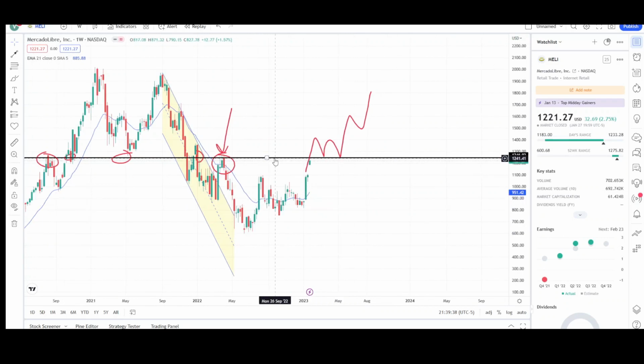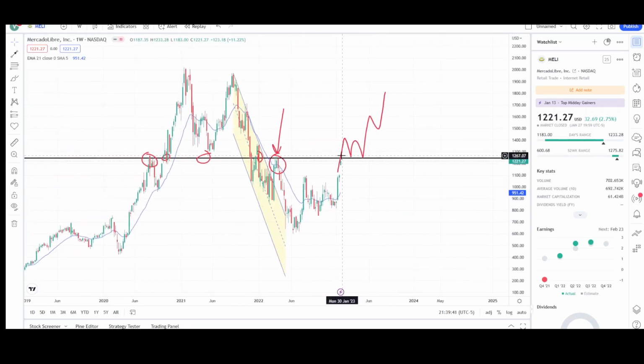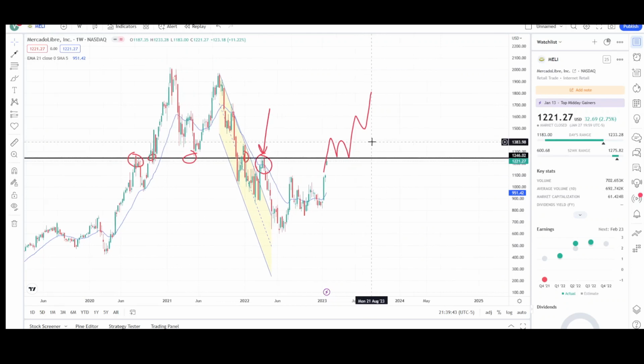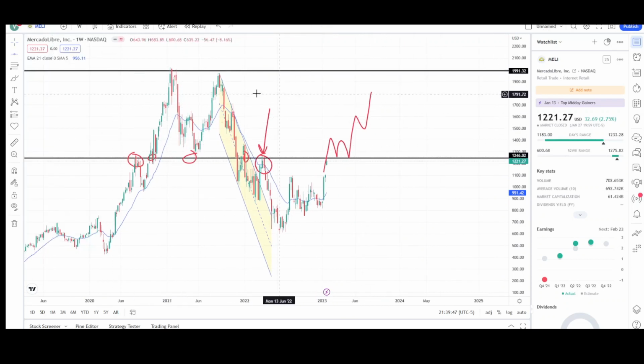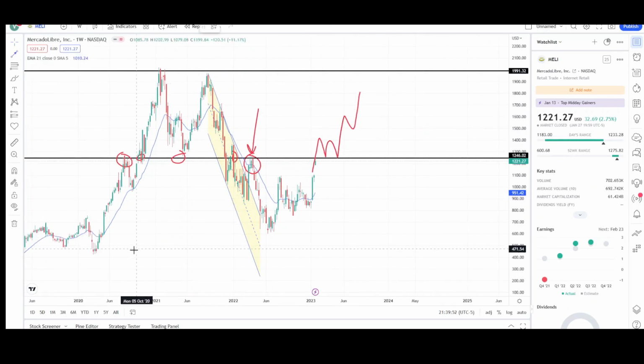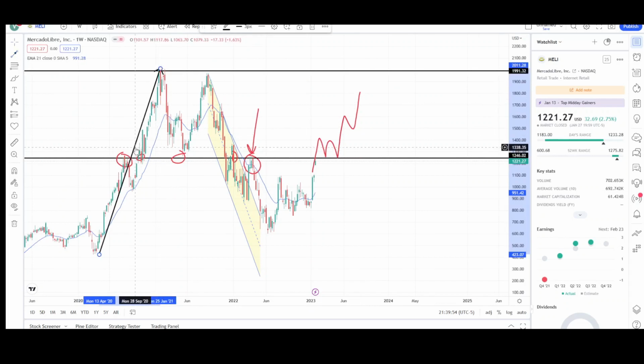I want to see it take out this 1250 level. Let's say it takes out this 1250 level and it plays out like I drew on the chart. Then we're pretty much going to go for the all-time highs. There's not really a lot of resistance telling me that we can stop this up move. And if we make a measure move higher, this would be the one right here.